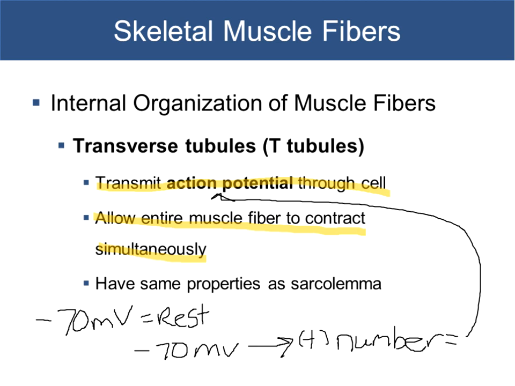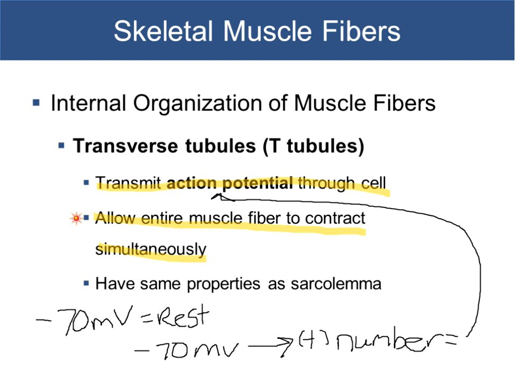So the job of the transverse tubules is that once we've decided that we're no longer going to be at rest, once there's been some sort of disruption in the electrical potential, that change has to be propagated or sent throughout the cell. So that's the job of the transverse tubules. When they do that, they send that action potential, and this is a term we're going to use quite frequently between this unit and the nervous system, that's going to allow the muscles to contract simultaneously.